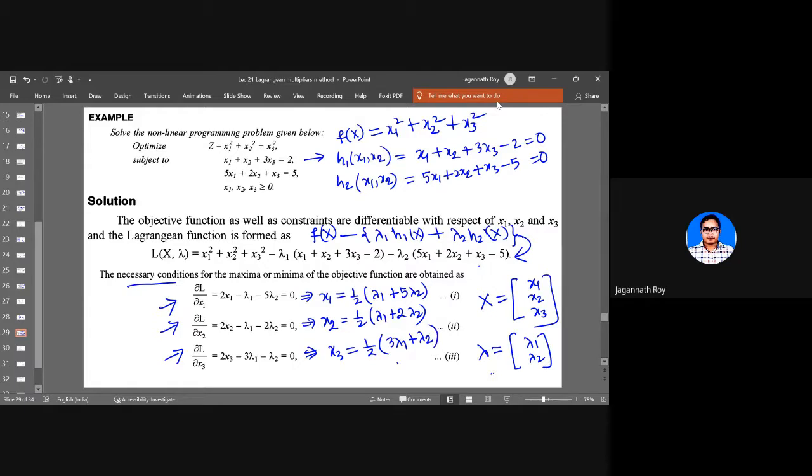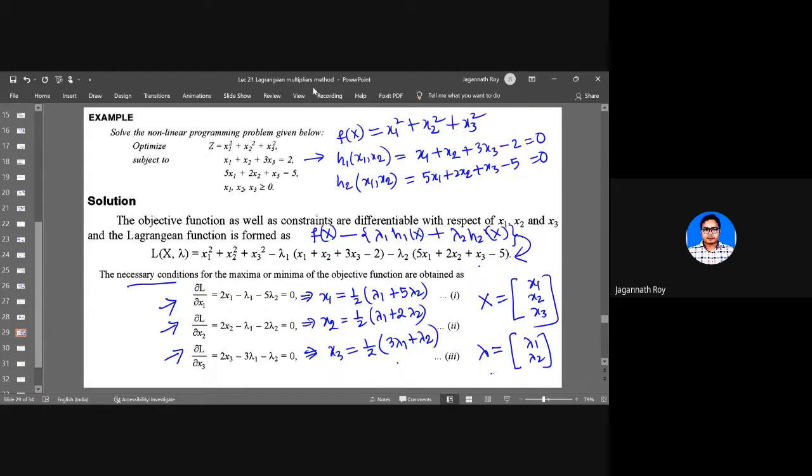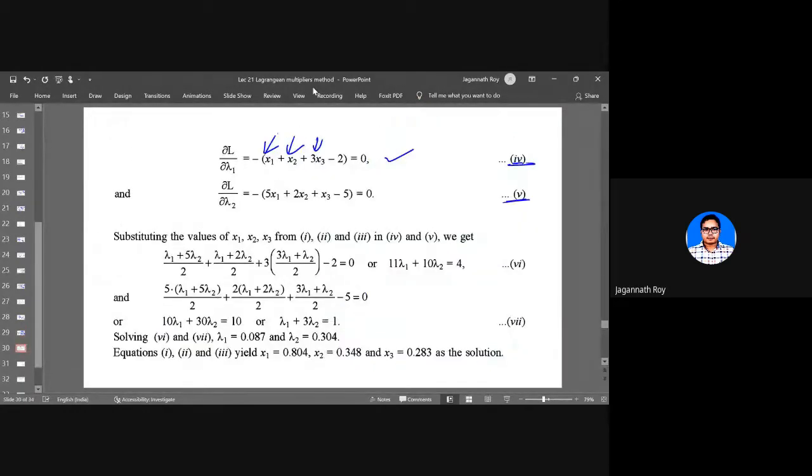Once we get this, we substitute these values in the next two equations. What are those equations? We have to partially differentiate the L function with respect to lambda 1 and lambda 2, so we get equations number 4 and 5. Now we have found x1, x2 and x3 from the previous three equations. If you substitute them, the first equation will be of this form after substitution, and then the second equation is this one.